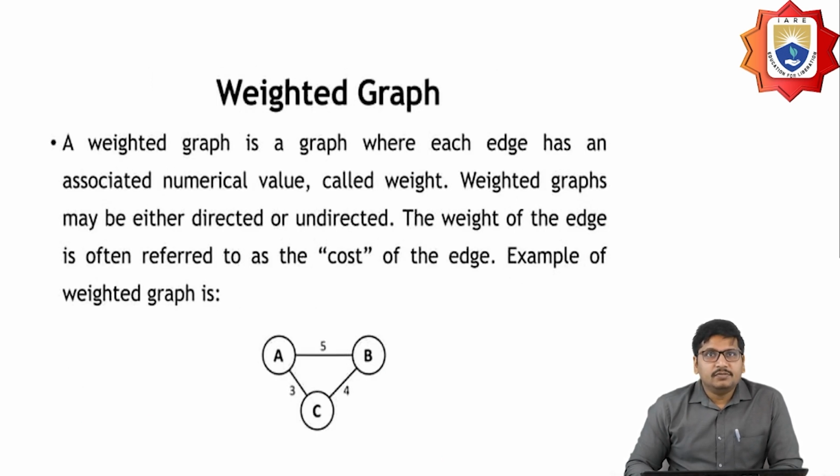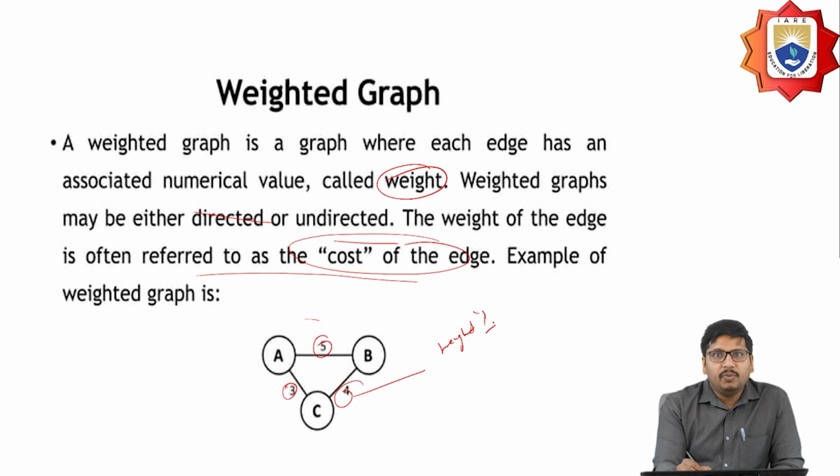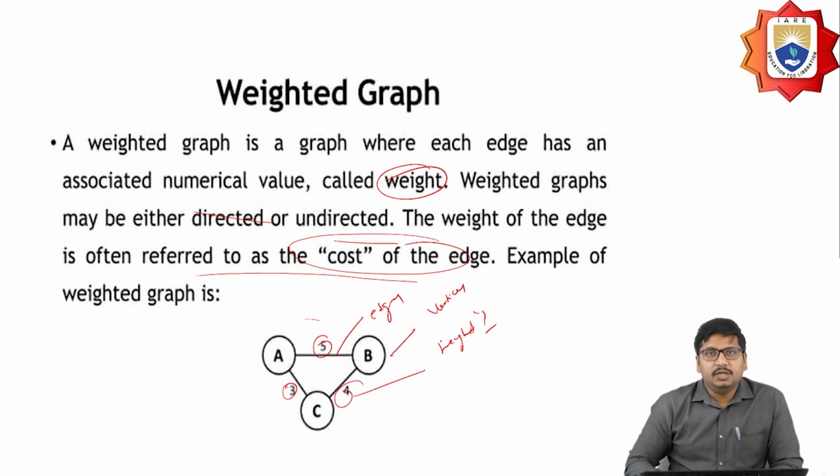And the weighted graph. A weighted graph is a graph where each edge has an associated numerical value called weight, and this weighted graph can be either directed or undirected. The weight of an edge is often referred to as the cost of the edge. For example, in this graph the costs of the edges are 5, 3 and 4. These are called weights, and these are called edges, and this one is called a vertex.